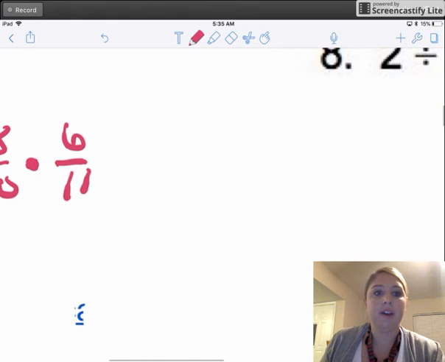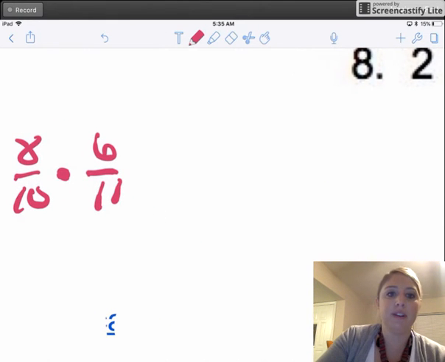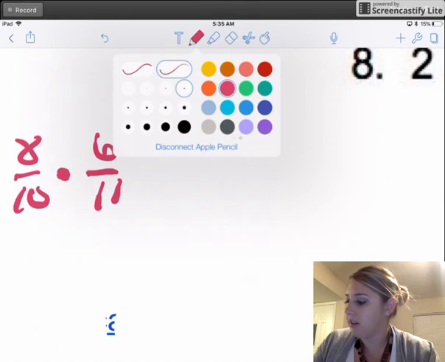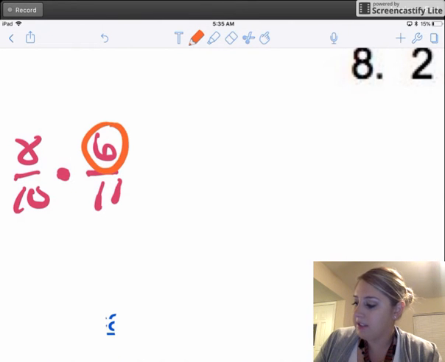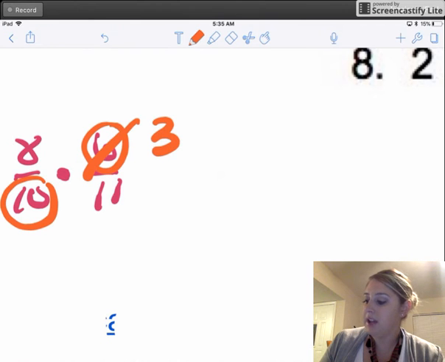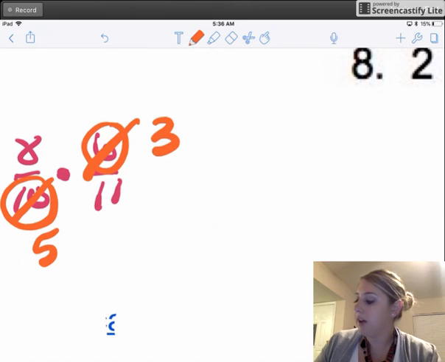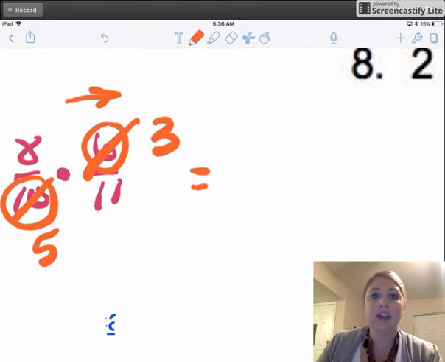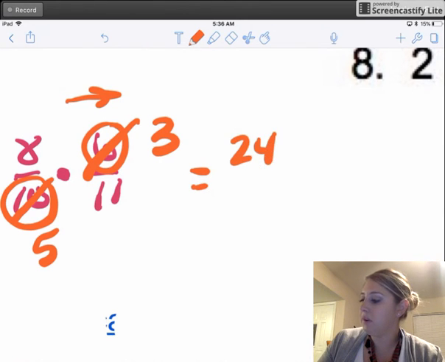Okay, so I've got 8 over 10 times 6 over 11. Do I see anything I could cross simplify? Well, yes, 6 and 10 both are divisible by 2. So 6 divided by 2 would be 3. 10 divided by 2 would be 5. And now I can multiply straight. 8 times 3, 24. 5 times 11 over 55.